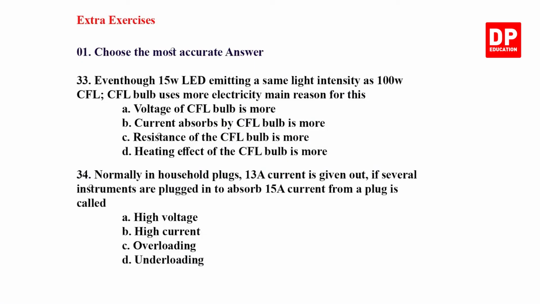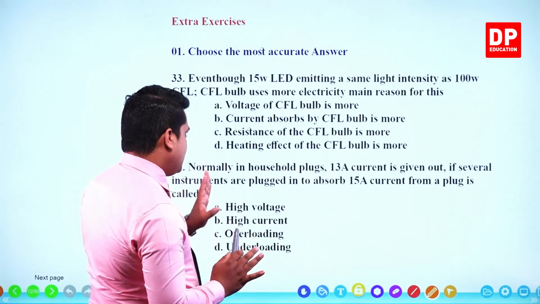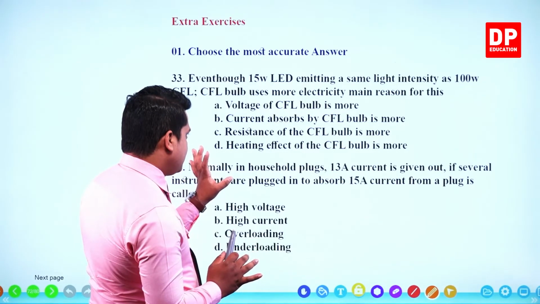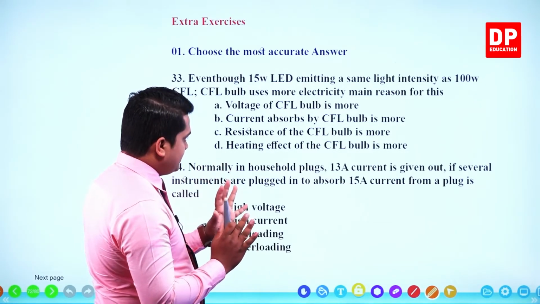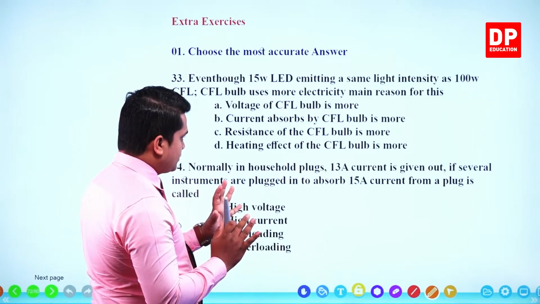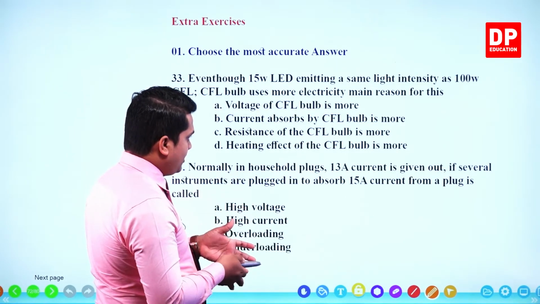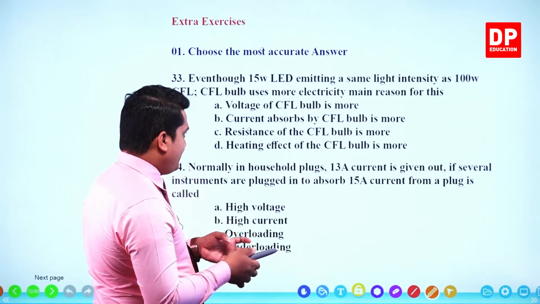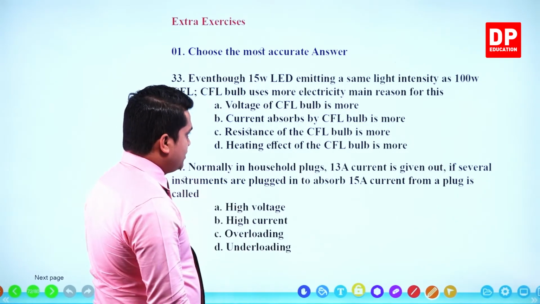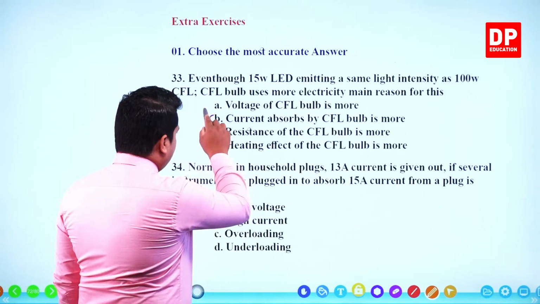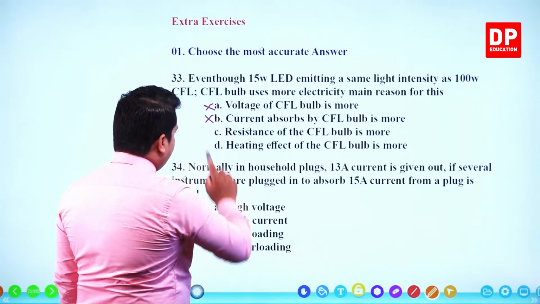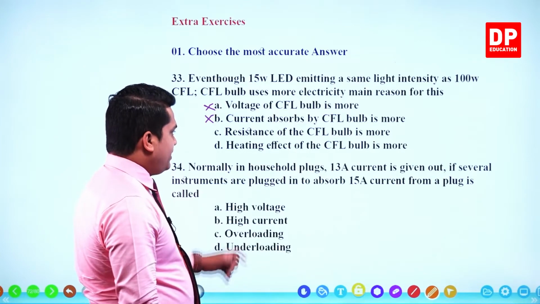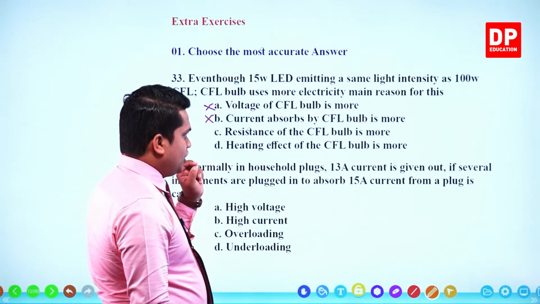Now my dear children, you can see that if there is a certain amount of voltage, then there is a certain amount of current. So the maximum current that can be absorbed by a certain type of CFL is going to depend on the amount of voltage. So this is not a correct answer. This is not a correct answer either. So the answer should be one of these two.